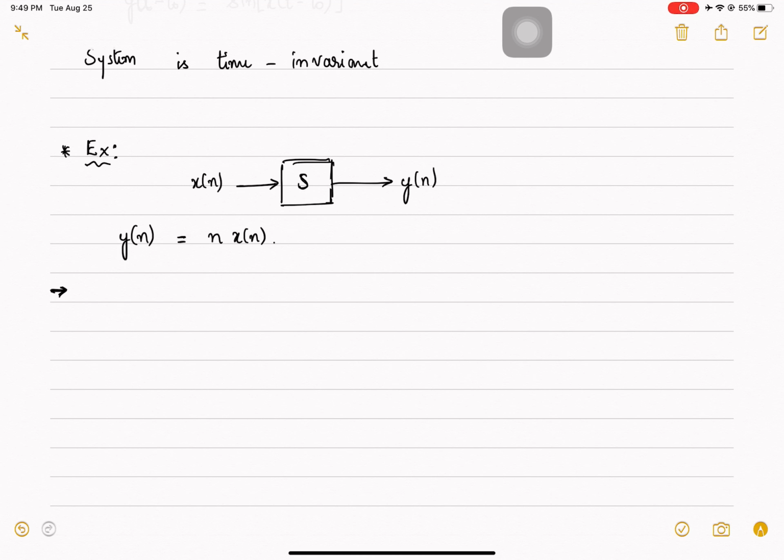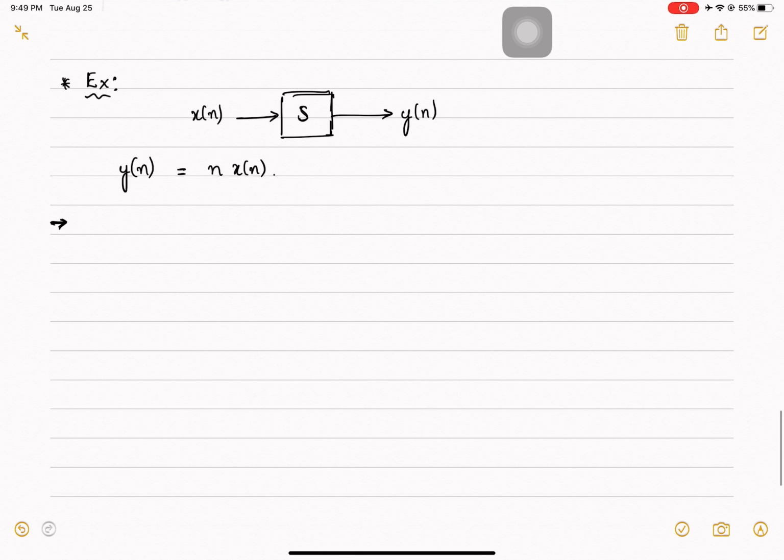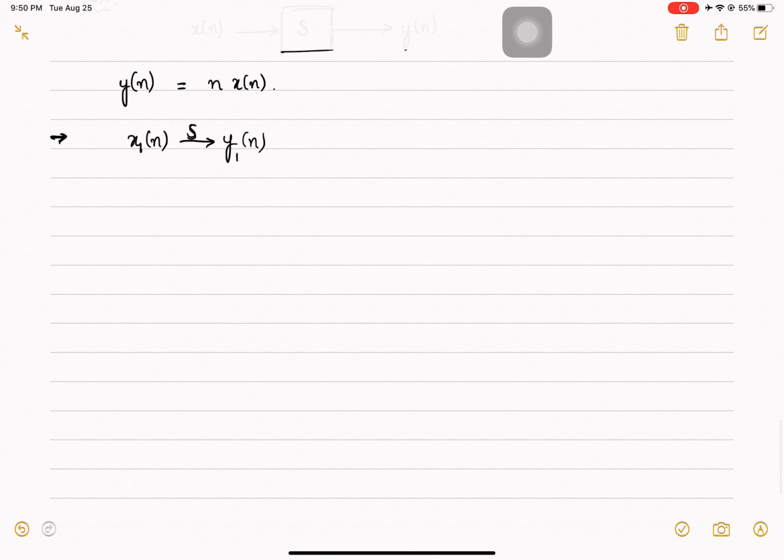Again I'll define: if I feed x1 of n, my output I will call y1 of n, whatever x1 of n may be. No matter what x1 of n is, the corresponding notation for the output will be y1 of n. If I feed x2 of n, the output will be y2 of n, and so forth. Now again I will use the same procedure.